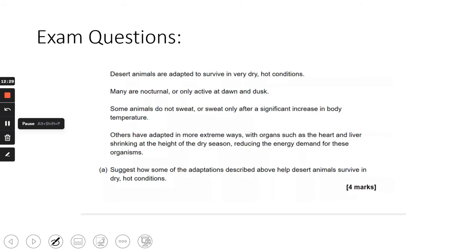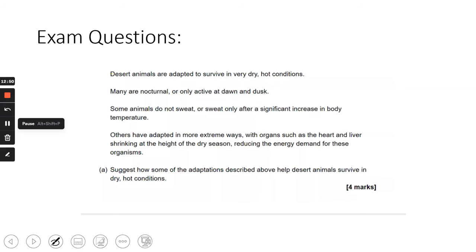Okay, so we're now going to work through some exam questions on adaptations. So let's start by reading through it and highlighting the key bits of information. Highlighting the key bits of information in an exam question is very helpful as it stops you missing out any key information or answering the question incorrectly.